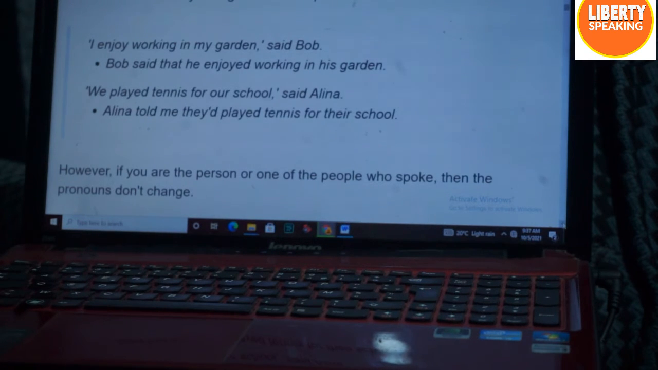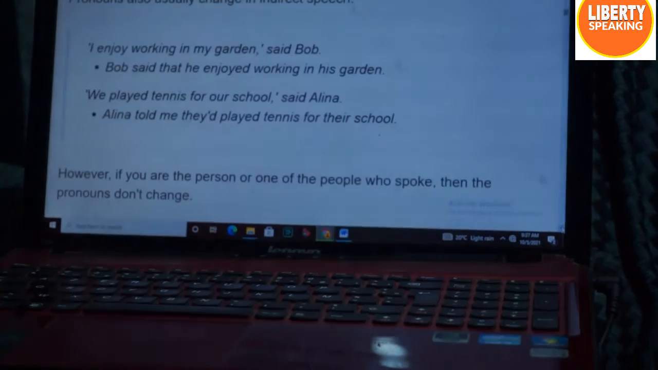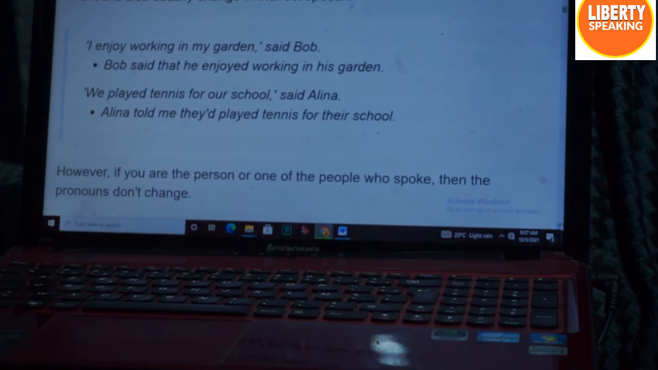So I becomes he. We played tennis for our school, said Alina. Alina told me that they'd played tennis. I repeat, Alina told me they'd played tennis for their school. As you can see, the subject pronoun we becomes they, and our becomes their. All those are pronouns.